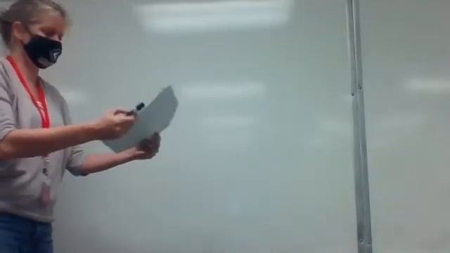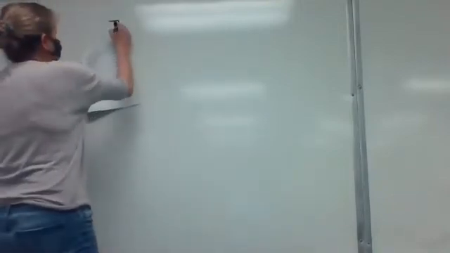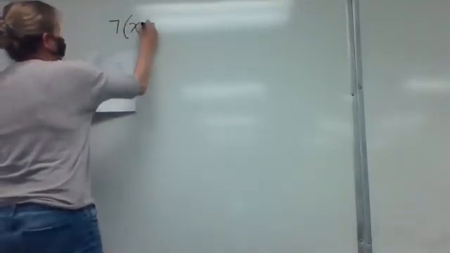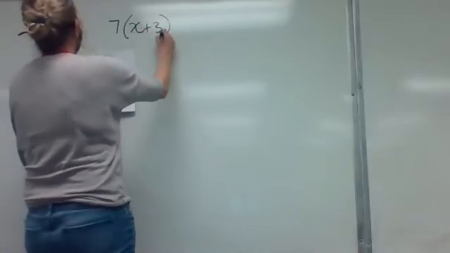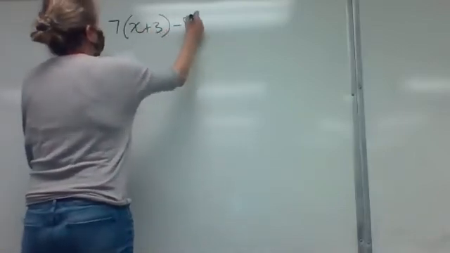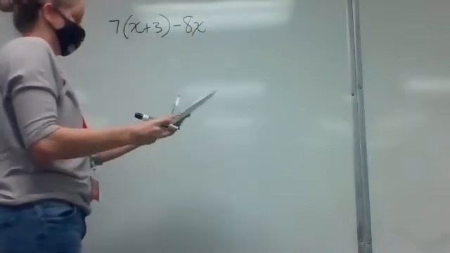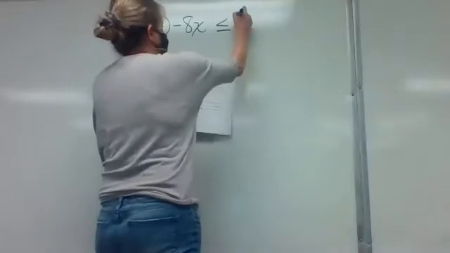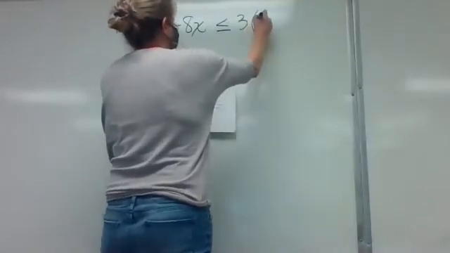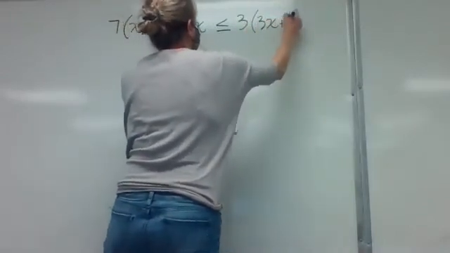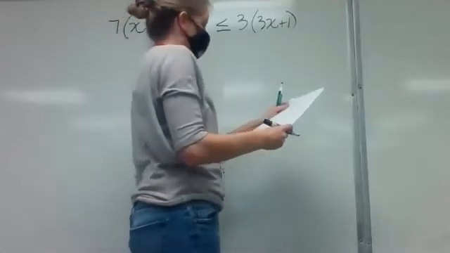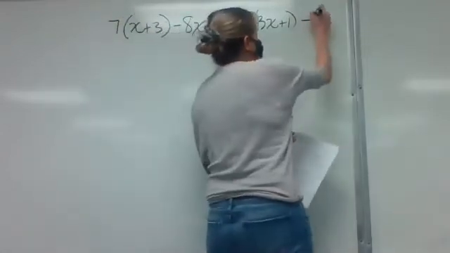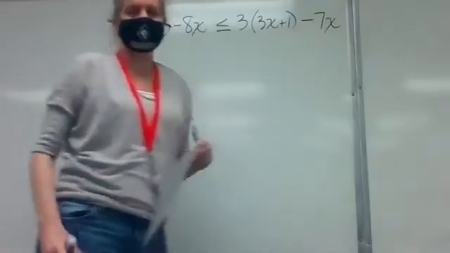All right, 13. Now we're getting more involved. 7, open parentheses, x plus 3, close, minus 8x, less than or equal to 3 times 3x plus 1, parentheses closed, minus 7x.